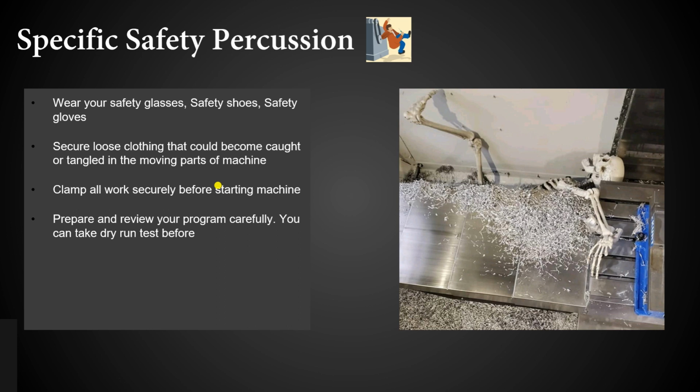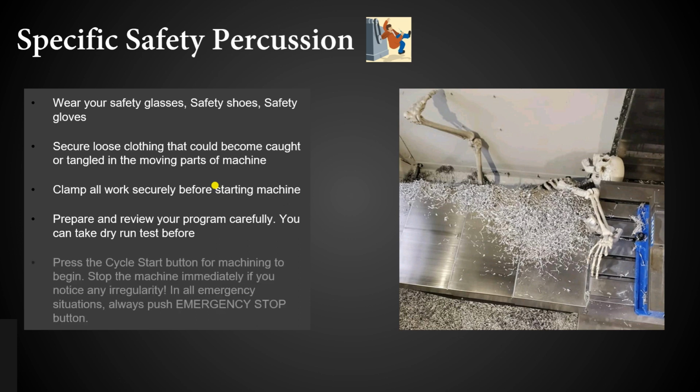You can take a dry run test before. Dry run means you can take an offset 50 mm above or 10 mm above to make sure that your program is running correctly. And the last one is press the cycle button for machining to begin. Stop the machine immediately if you notice any irregularity. In all emergency situations, always push the emergency button.